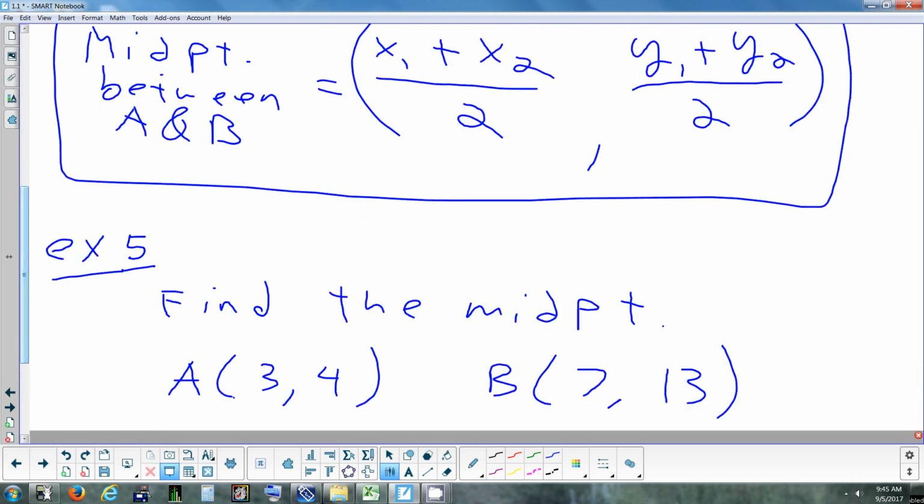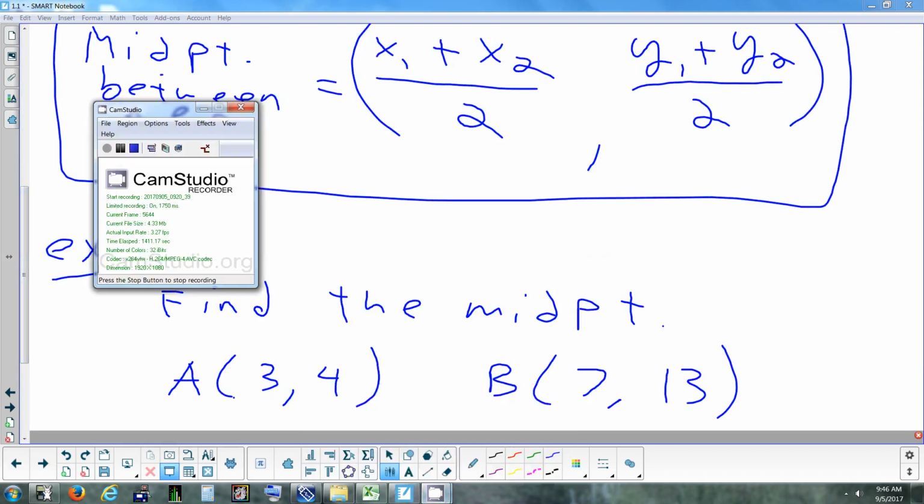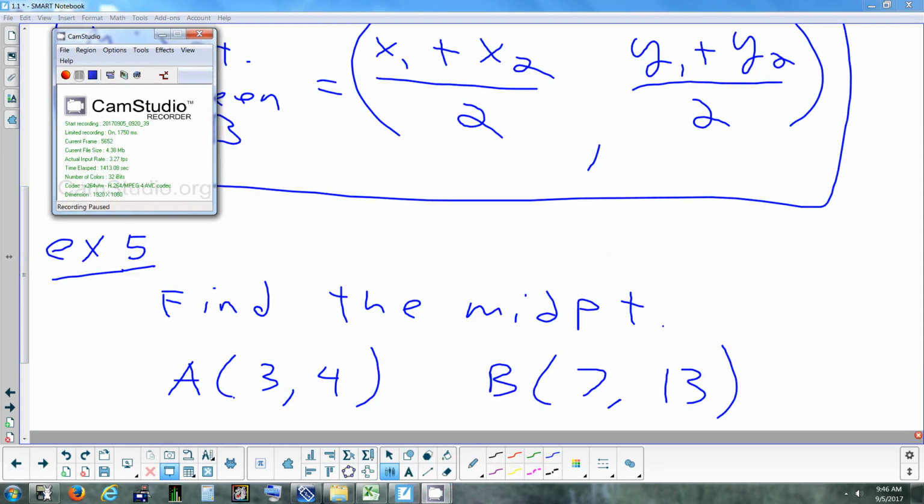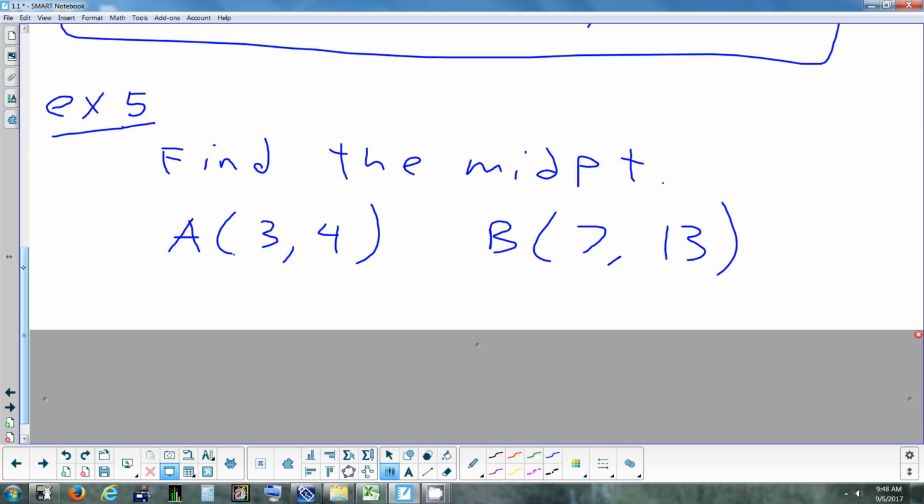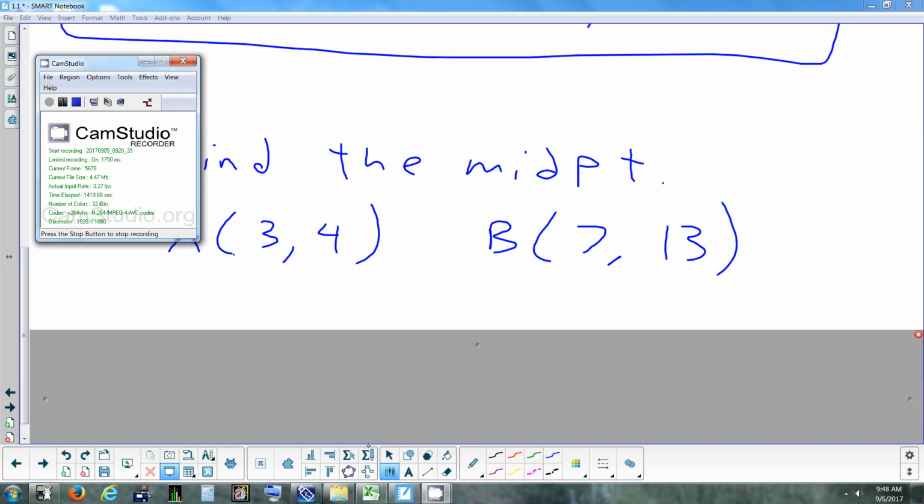Okay, so try that one. I don't think we really need to go through one first. See if you can find the midpoint between those 2 coordinates. Looks like most people were just about there. So let's take a look.